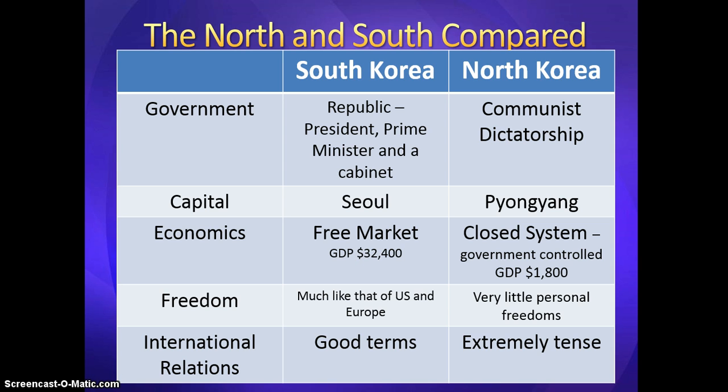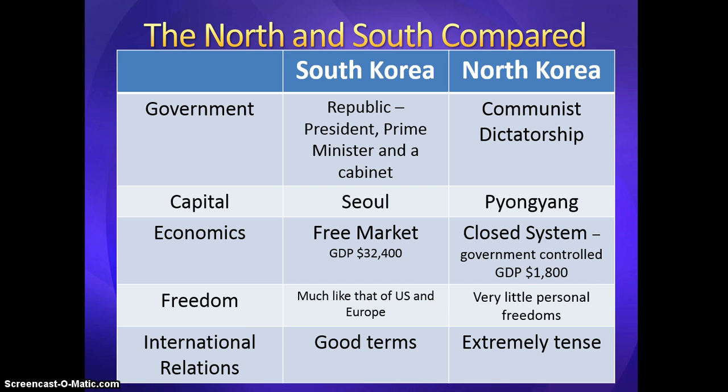In terms of economics, South Korea is much like our own United States in that it is a free market. The consumers make decisions about supply and demand based on what is purchased in the market. In North Korea, they have a closed system in which the government controls all means of production. They determine if and how many shoes are produced. They determine how much food is available. Therefore, the people have little control of their own lives.